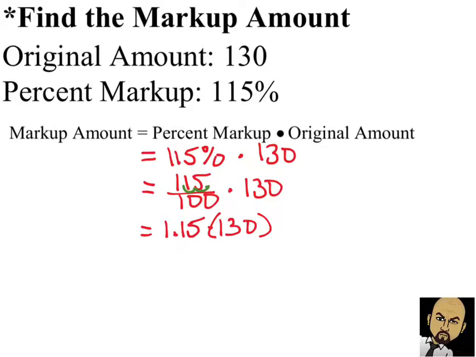Now, the percent is over 100, so that means it's going to have a whole number. And now you just multiply, use your calculator two times, and double check it. And in this case, the answer is 149 and 5/10, and that's the amount of the markup. Now, because the percent was greater than 100, the part, which is the markup amount, is greater than the whole, which is the original amount.